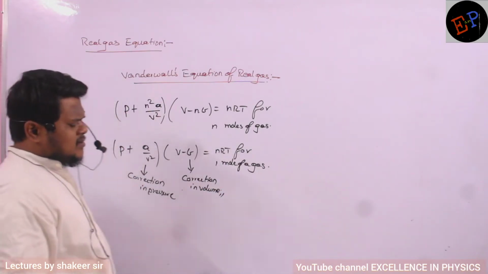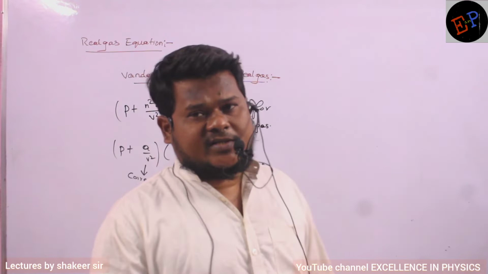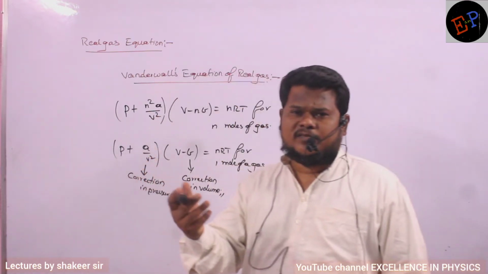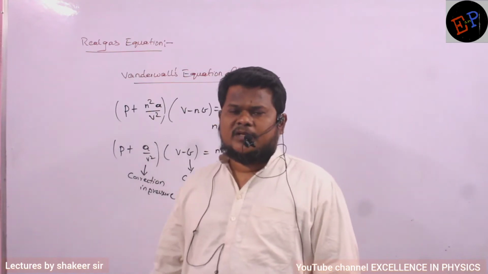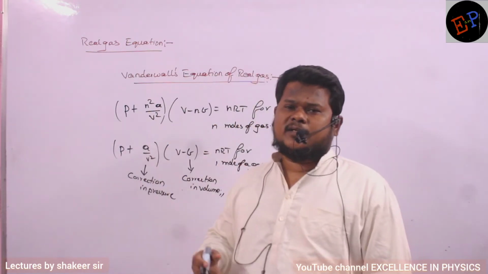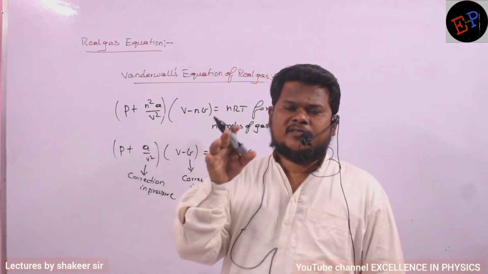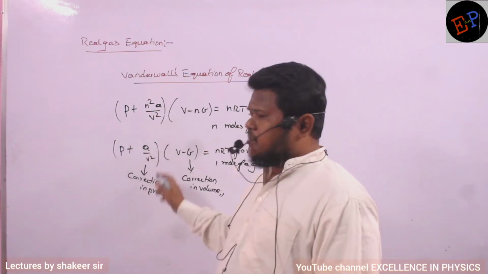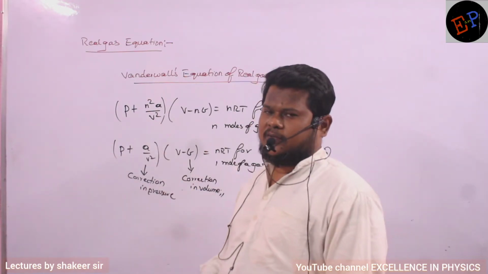So what is the reason that we are writing a correction factor for pressure? The reason is that in real gases, there will be forces of attraction or forces of repulsion. These forces tend to change the actual pressure which molecules should exert on the walls of the container if it is an ideal gas. Are you able to understand? So definitely pressure changes because of intermolecular forces.